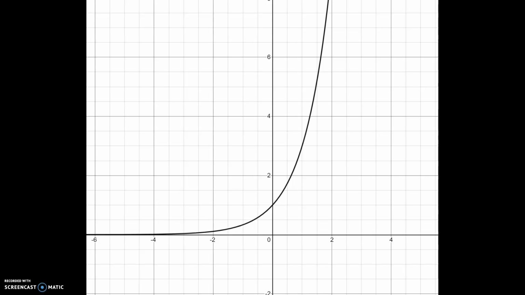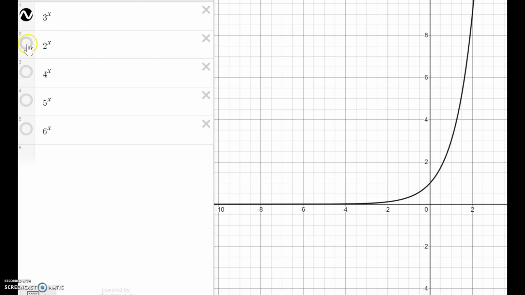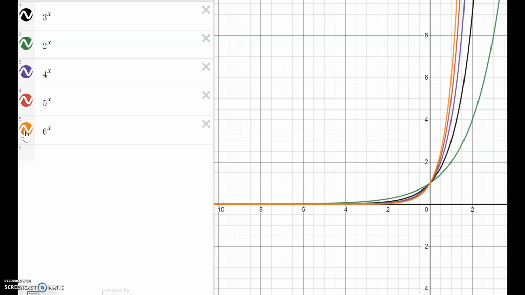Notice that we have a horizontal asymptote of y is equal to 0, and we have a key point of (0, 1). Now let's look at different values, say 2 raised to x, 4 raised to x, 5 raised to x, and 6 raised to x, and see how that would differ from 3 raised to x. Okay, if I add 2 raised to x, that gets further away from the y-axis. 4 raised to x gets closer to the y-axis. 5 raised to x gets closer to the y-axis. And 6 raised to x is still getting closer to the y-axis. But notice all of these have a horizontal asymptote of y is equal to 0 and a key point of (0, 1).